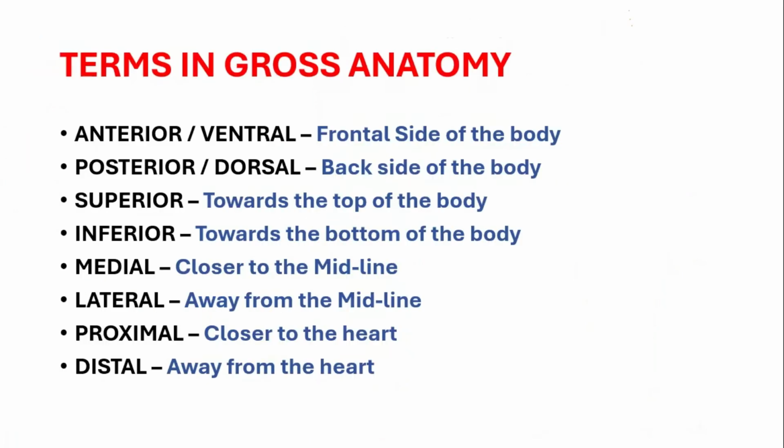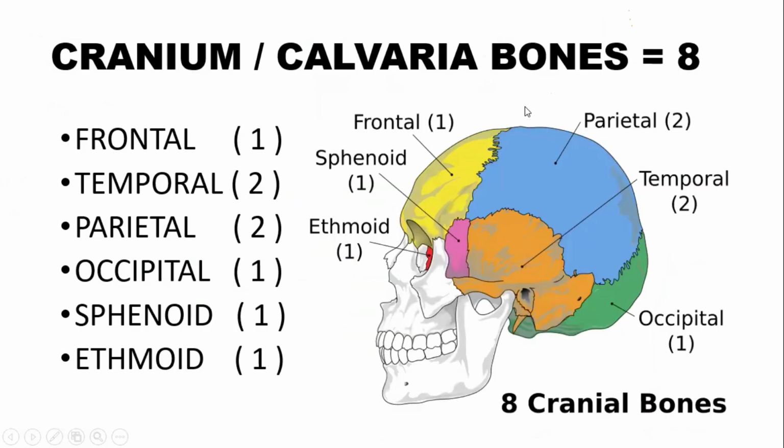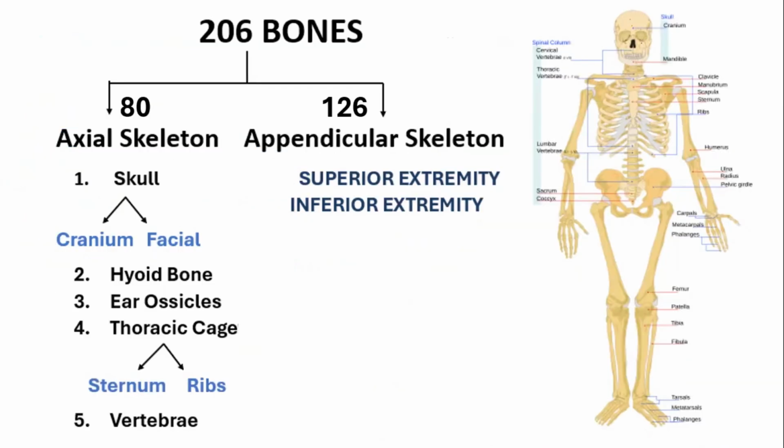See, proximal is closer to the heart and distal is away from the heart. Why I am telling you all these terms, you will understand now. Okay. So, as we have discussed, we have 206 bones, the axial skeleton and the appendicular skeleton.